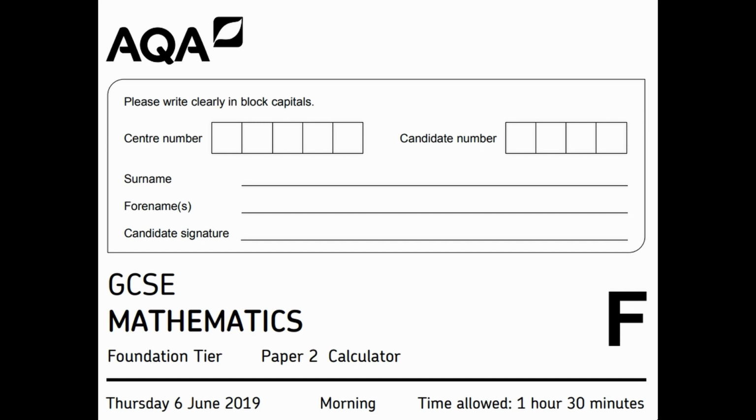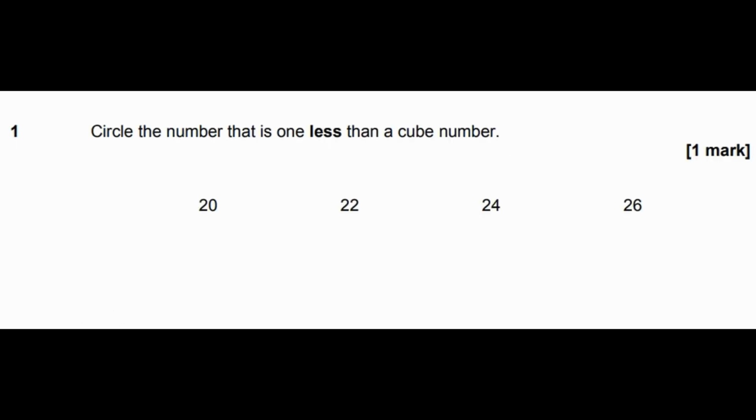In this video we are looking at the AQA GCSE Mathematics Foundation Tier Paper 2 Calculator paper from Thursday 6th of June 2019. We are simply going to answer every question through the paper. Let's start then with question 1.